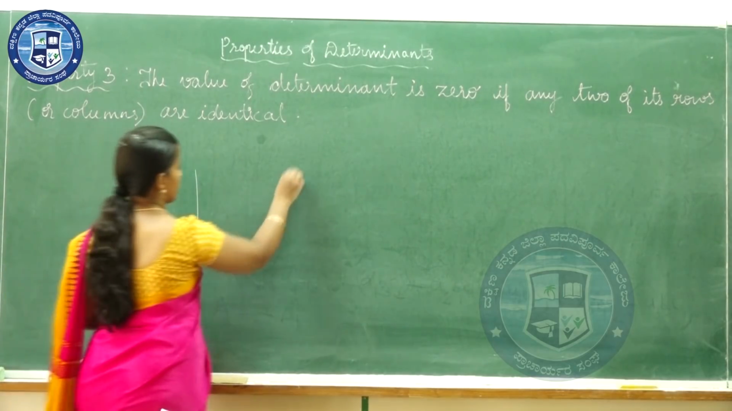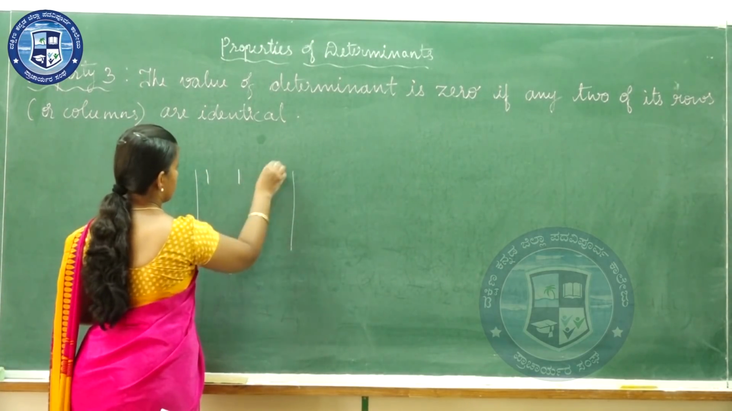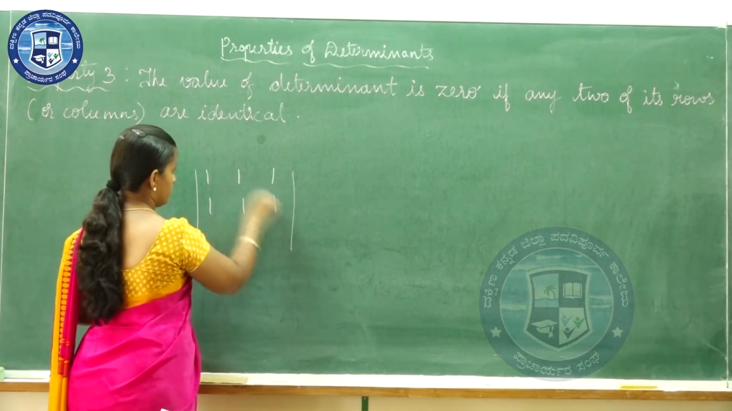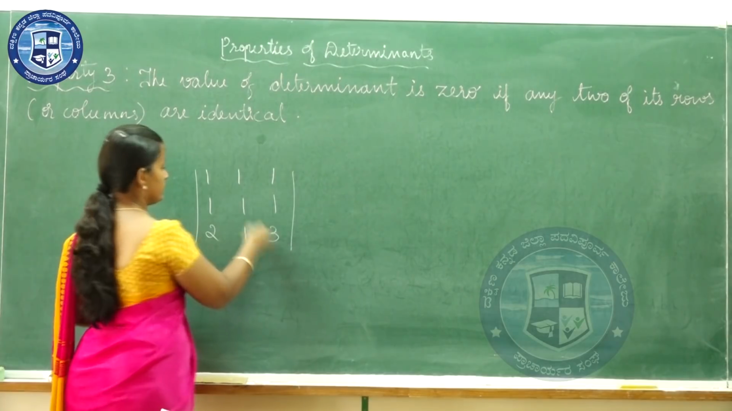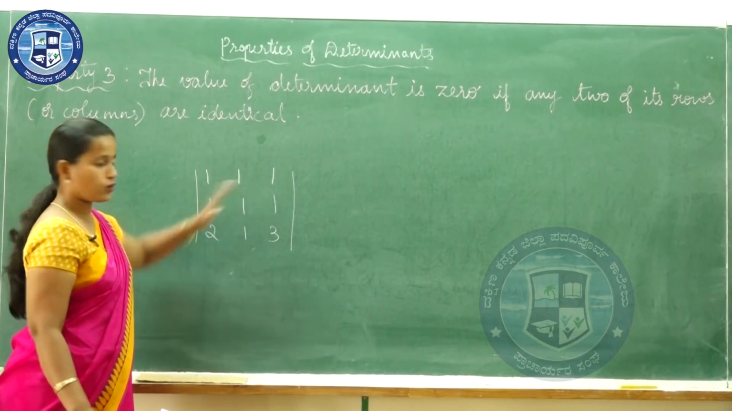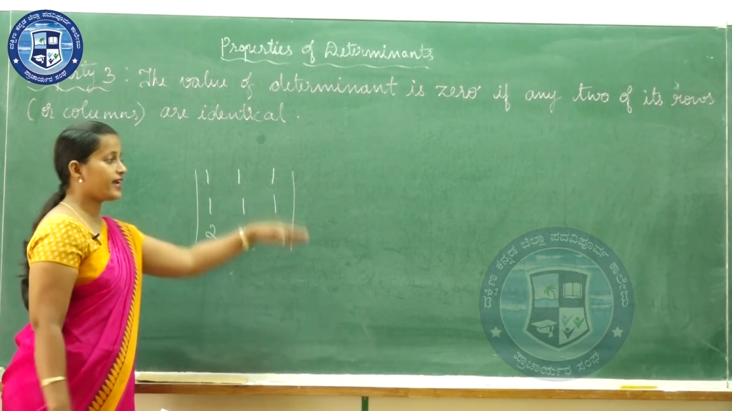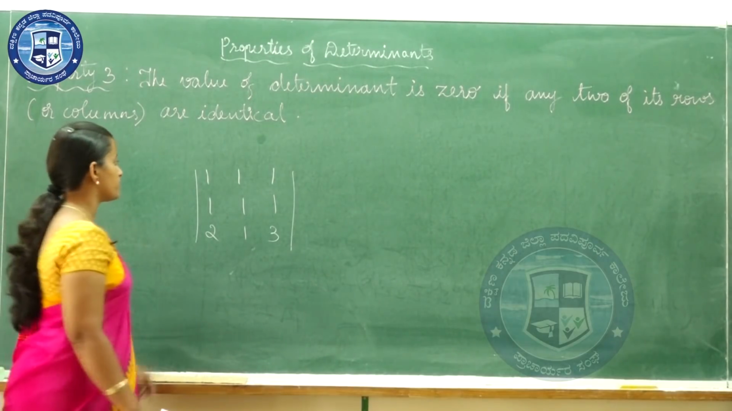So let us just check. I will consider the determinant, say 1 1 1, 1 1 1. Two rows are identical. Then I will consider 2 1 3. So these two rows are identical, they are the same, so I should get the determinant 0. Let us check whether we will get it.